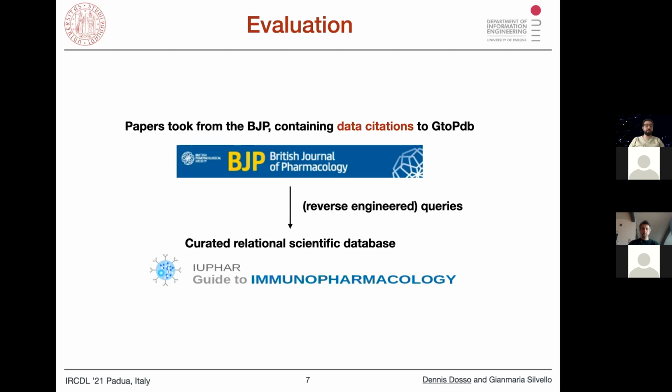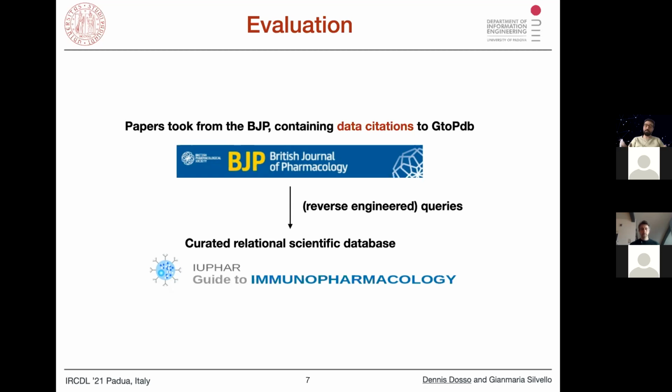For the citations, we use the papers published in the British Journal of Pharmacology. And why exactly this journal and not another one? Because it has a very nice policy, at least for us. If you want to publish a paper in this journal, and this paper uses data or information taken from web pages of the IUPHAR database, you need to put the URL of this web page in these papers.